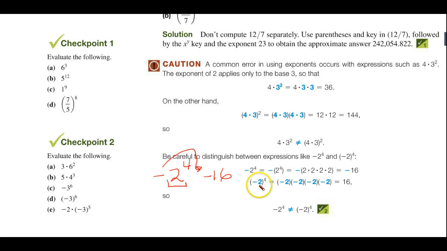Now, different is if the negative sign is within the parentheses. Now that is a negative 2 as your base. So when this is raised to the 4th, we're going to get a positive because we're using that negative sign 4 times. And that gives you a positive 16.